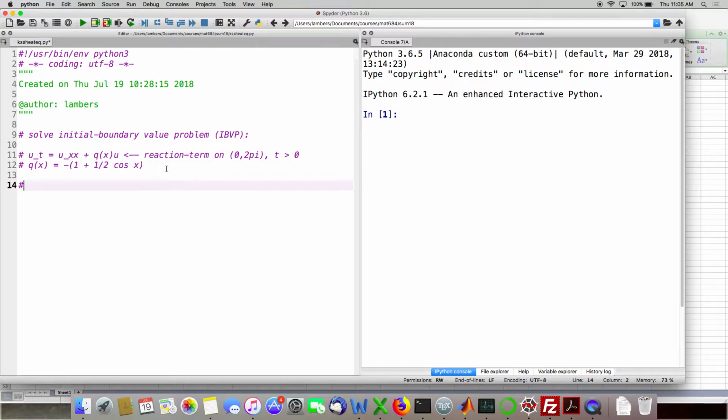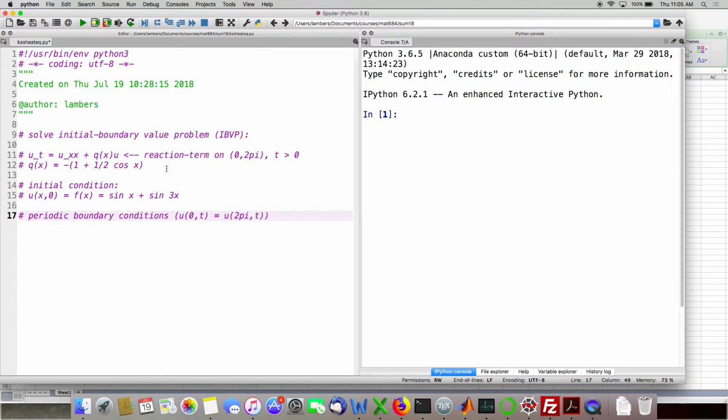And initial condition, let's make something up. u(x,0) is equal to f(x), which I'll define to be sine x, let's say, plus sine 3x. Okay, and then keep it simple, periodic boundary conditions. So u(0,t) is equal to u(2 pi,t).